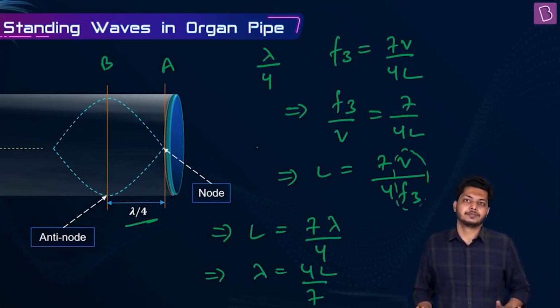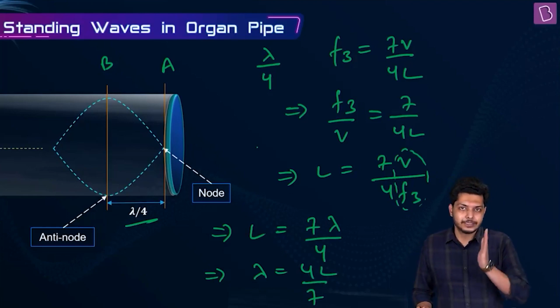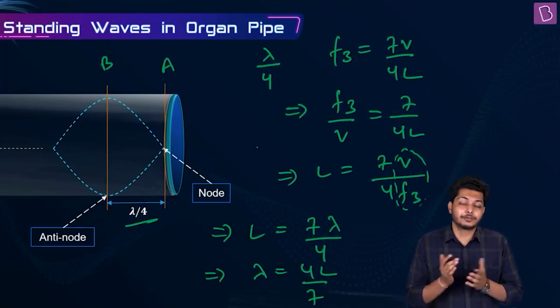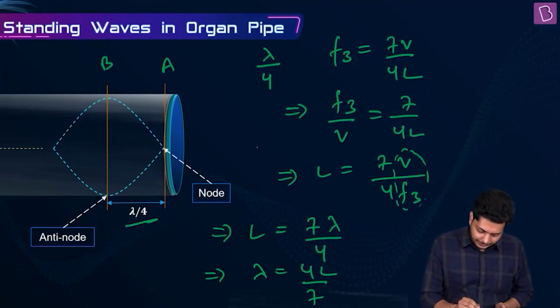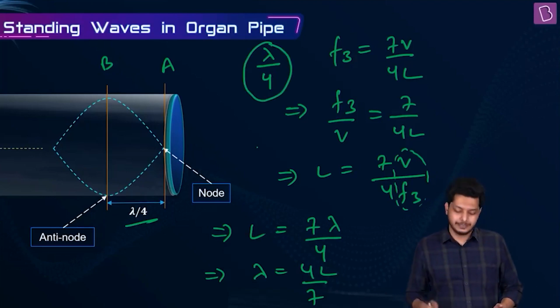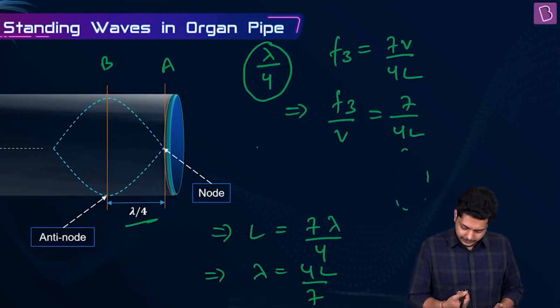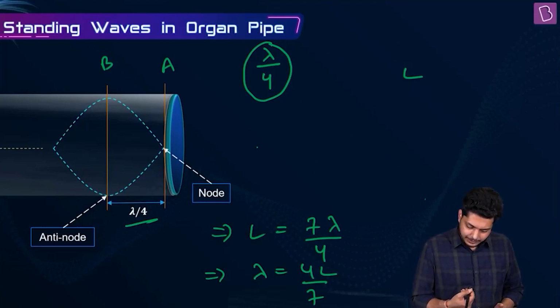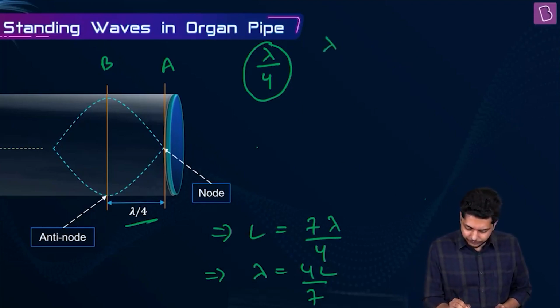Any problem till now? The wavelength of this wave is given by 4L by 7, where L is the length of this closed organ pipe. What we have to calculate is lambda by 4. So let's remove all this and get to what we want. Lambda is equal to 4L by 7.